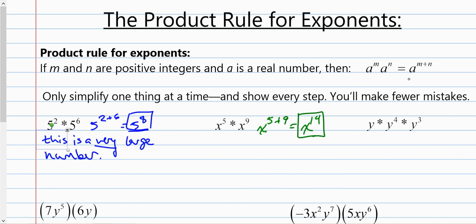To do this next one, there's a little trick we need to use. We need to write in the exponent of the y that doesn't have 1 written. It's a 1. Anytime you don't see an exponent, the exponent is actually a 1. So now I can write this as y to the 1 plus 4 plus 3, which gives me a y to the 8th. And that's my final answer.